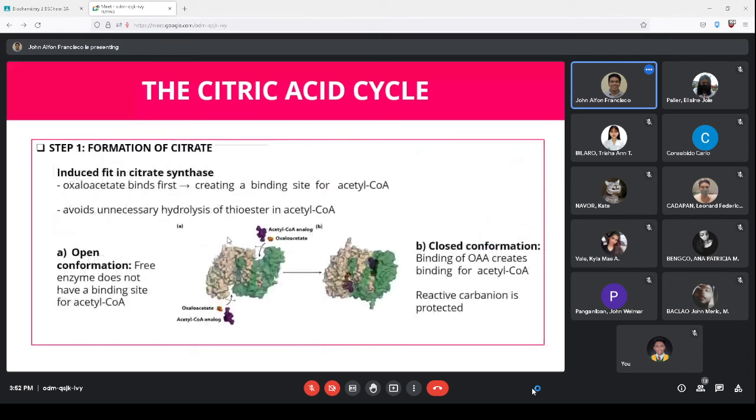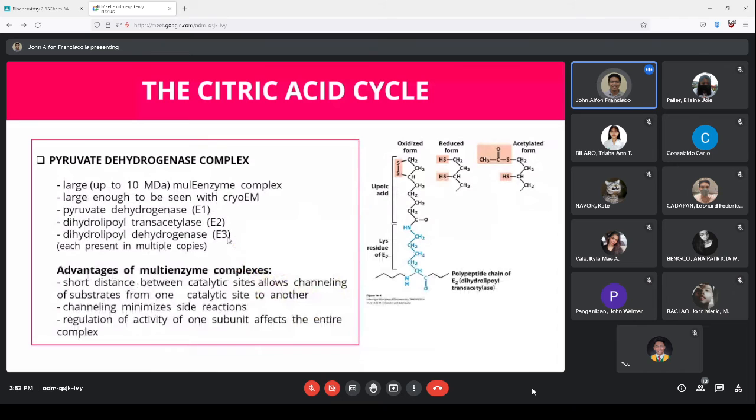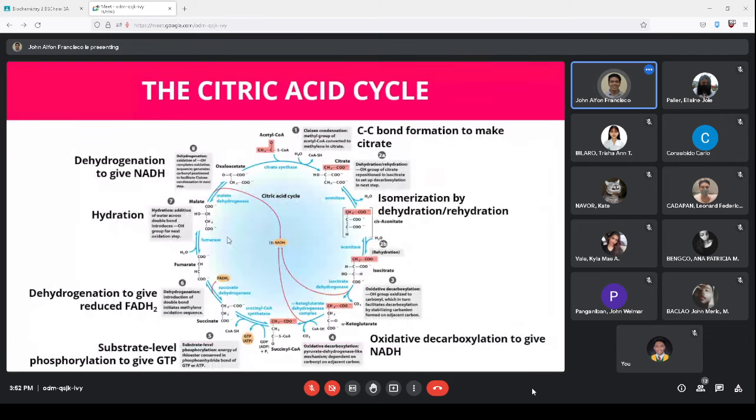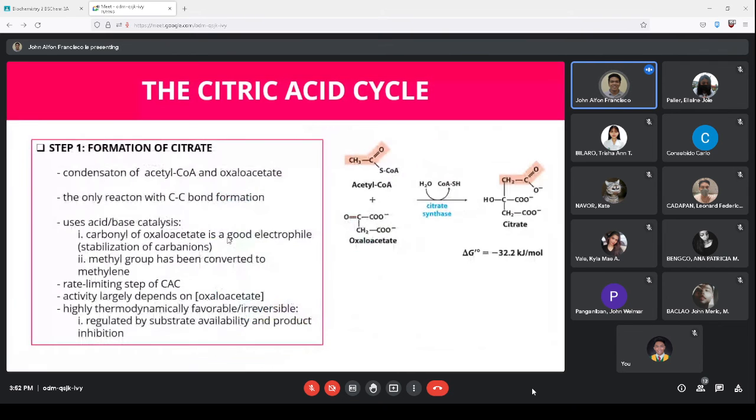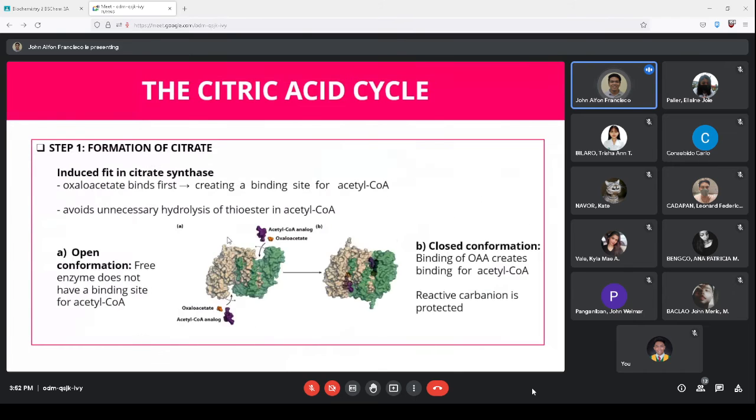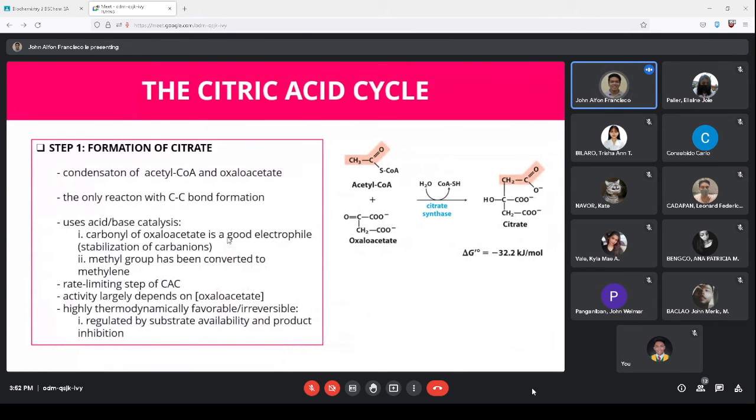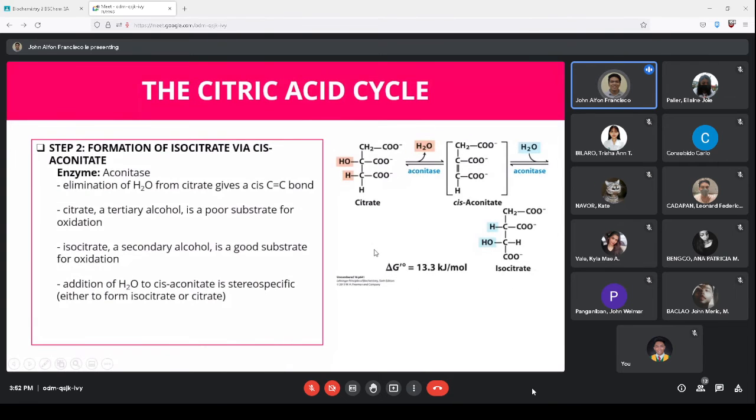From initially is the formation of your acetyl-CoA, the activated form of acetate which will allow para maka-enter siya sa mitochondria, and then you will form your citrate with oxaloacetate. Then yung citrate mo na ma-form will be isomerized to form isocitrate to allow the easier or the mas ma-allow yung oxidation.